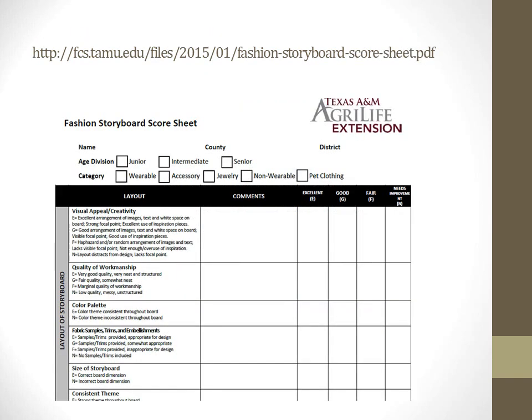Okay, and then here's your score sheet. So I just added the top portion of that score sheet, but you want to have your score sheet completed and turn it in as well. You're just going to complete your information, like your name, your county. We're in Brazos County. Your district is District 9. If you're 3rd grade through 5th grade, you're a junior. If you're 6th through 8th grade, you're intermediate. If you're 9th through 12th, then you're a senior. And then decide which category your storyboard best tells the story in.